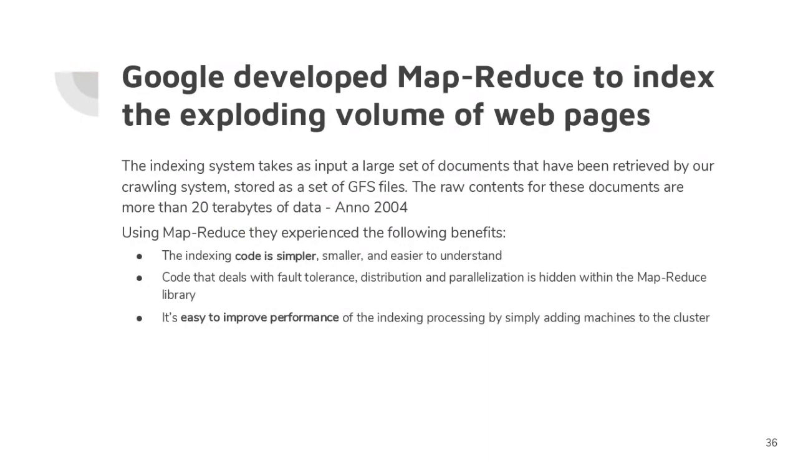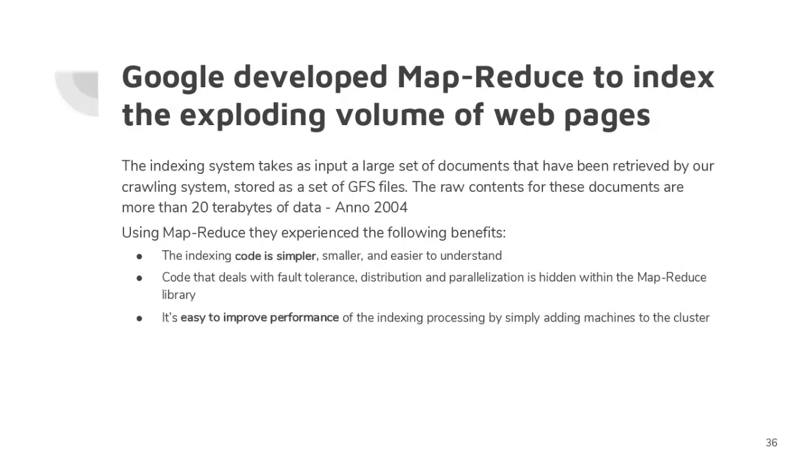I think Google is the classic example where they use MapReduce to index the exploding volumes of web pages. That's similar to the program I showed before, to create the inverted index and really have an index of billions of web pages. That was back in 2004.